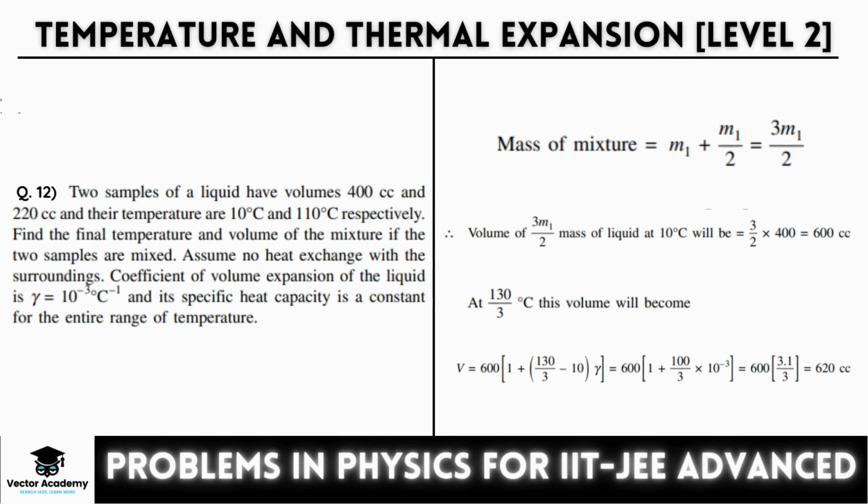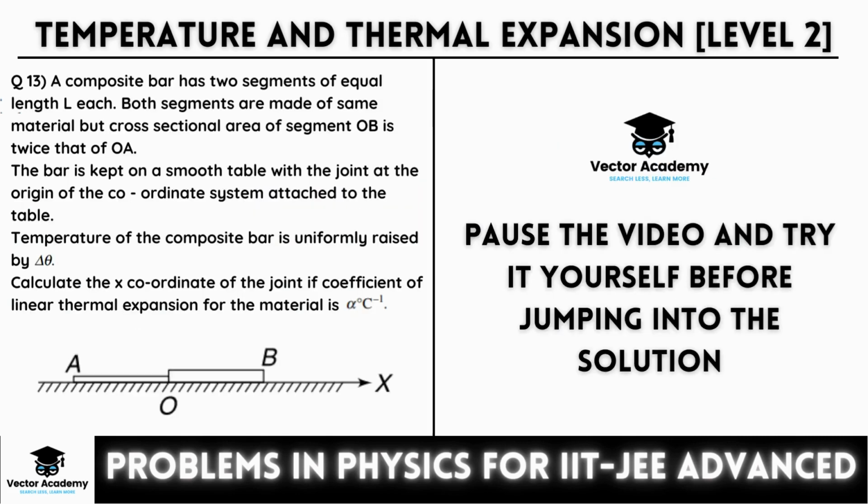Volume of 3m1 by 2 mass of liquid at 10 degrees Celsius will be equal to 3 by 2 times 400 equals 600 cc. At 130 by 3 degrees Celsius this volume will become V equals 600 into 1 plus 130 by 3 minus 10 into gamma, which gives the final volume after mixing to be 620 cc.